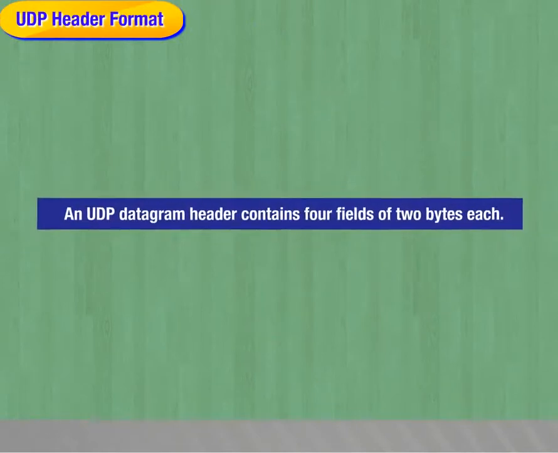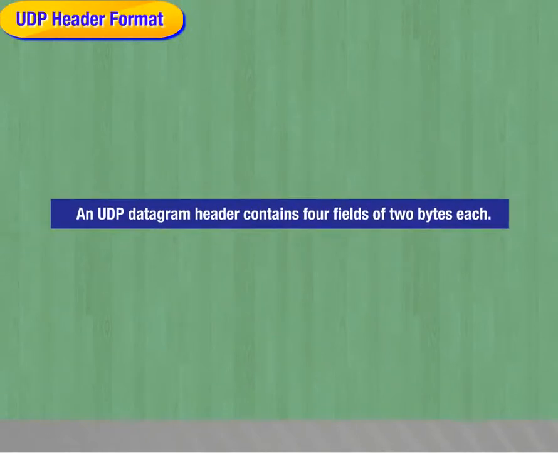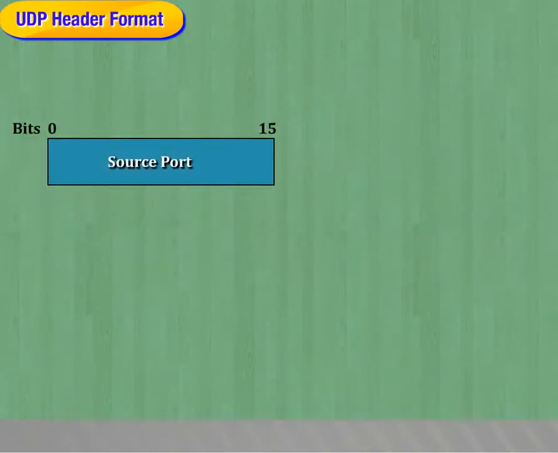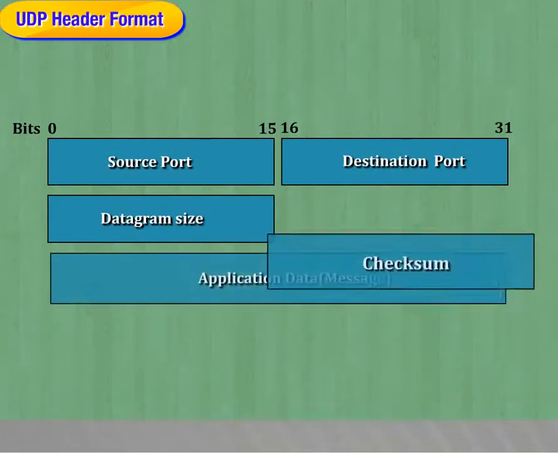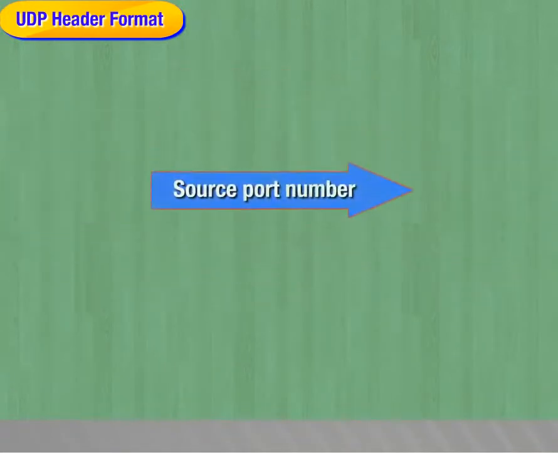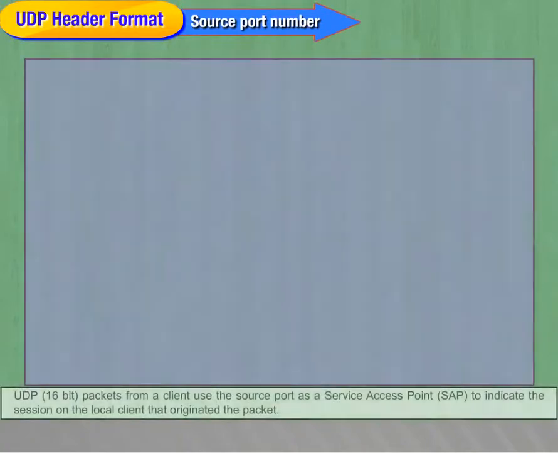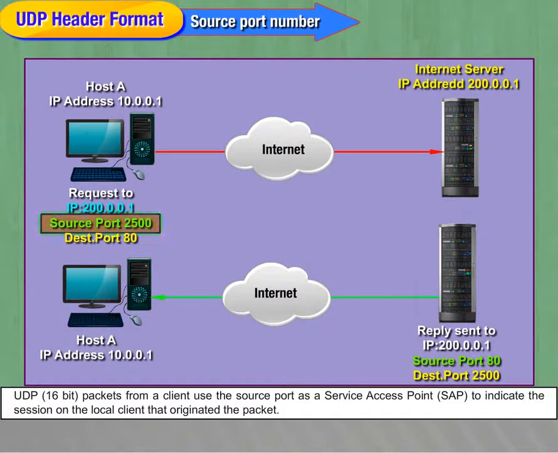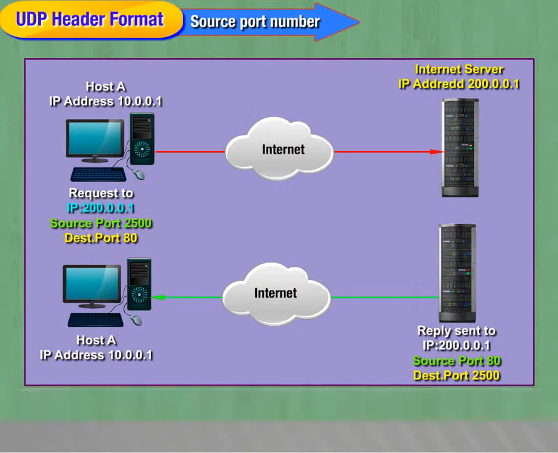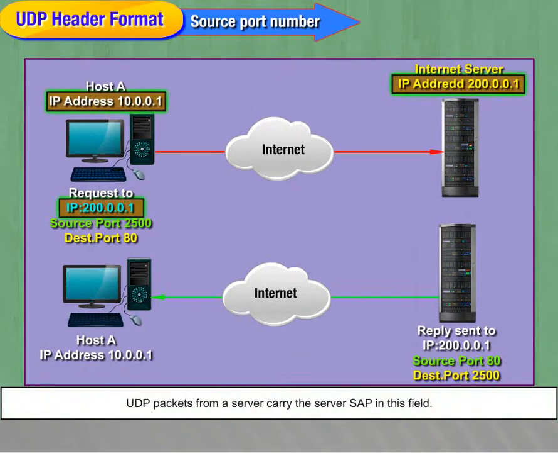UDP header format. A UDP datagram header contains 4 fields of 2 bytes each: source port number, destination port number, datagram size, checksum. Source port number. UDP 16-bit packets from a client use the source port as a service access point (SAP) to indicate the session on the local client that originated the packet. UDP packets from a server carry the server SAP in this field.